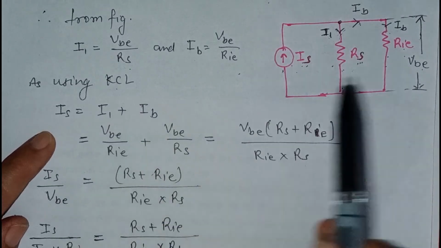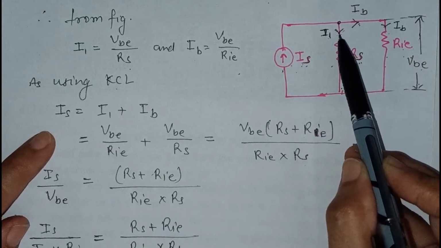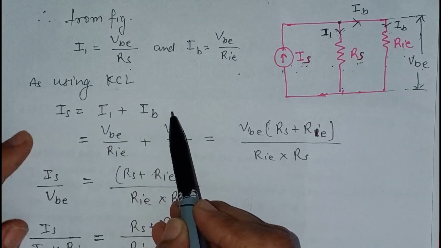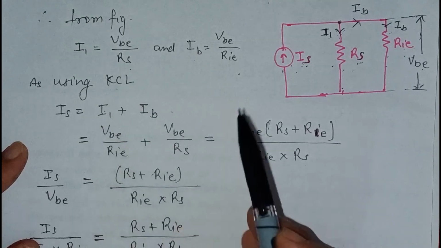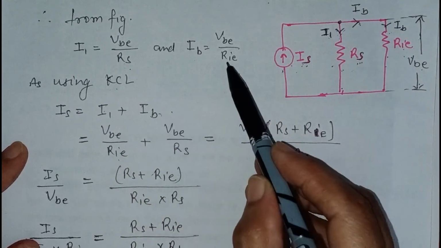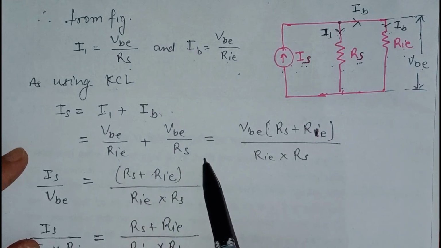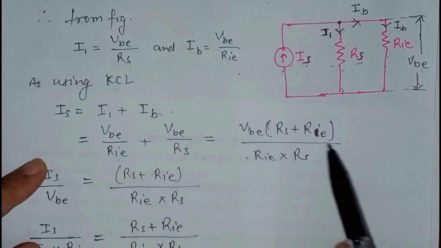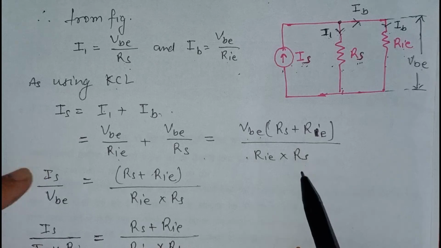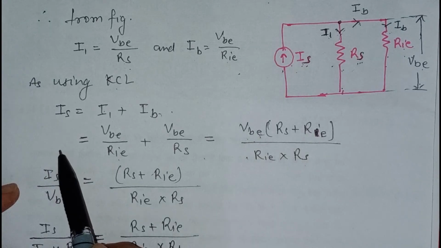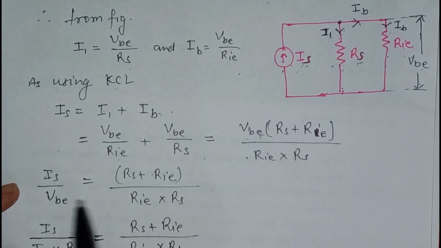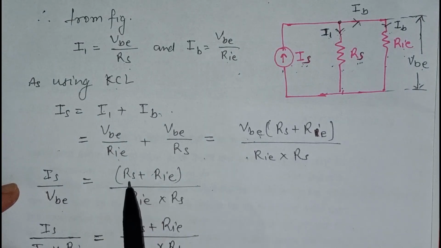Now using KCL, IS equals I1 plus IB. So we will write this here. Now we will put the value of I1 from here and IB from here, so the equation becomes this one. Now we will solve this equation. We will take VB common here. Now we will bring this VB to this side in the denominator, so the equation becomes this one. IS upon VB equals Rs plus RIE upon RIE into Rs.